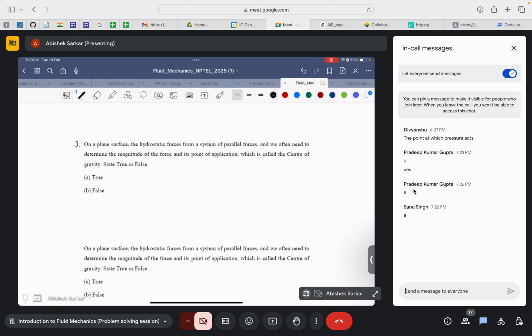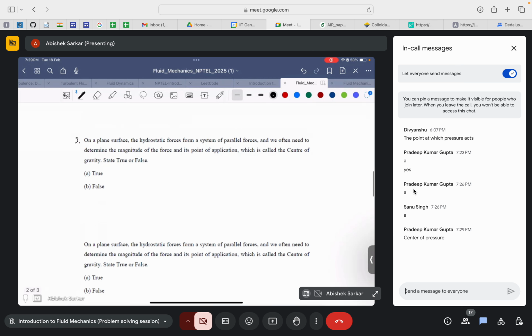Someone can give it a try. Question number 3, quite simple. Yes, exactly. So it is known as center of pressure. So this is false.